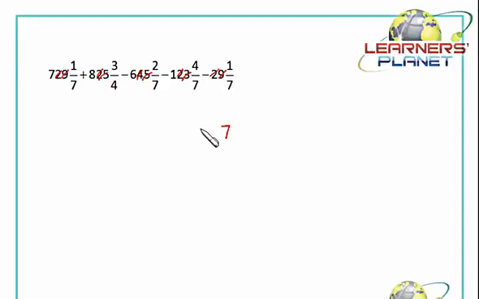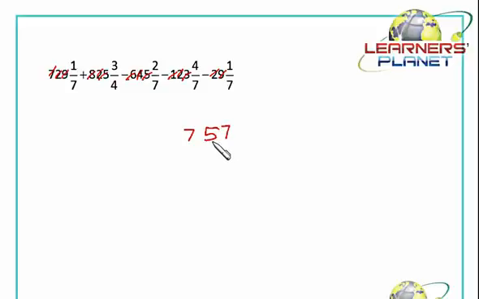Further I have to borrow 1. So 10 minus 5 I'll be getting 5 and I have negative 1 with me. Now negative 1 plus this 7, I'll be getting 6, plus 8 is 14, minus 6 is 8, minus 1 is 7. So it's 757. That is the integral part.